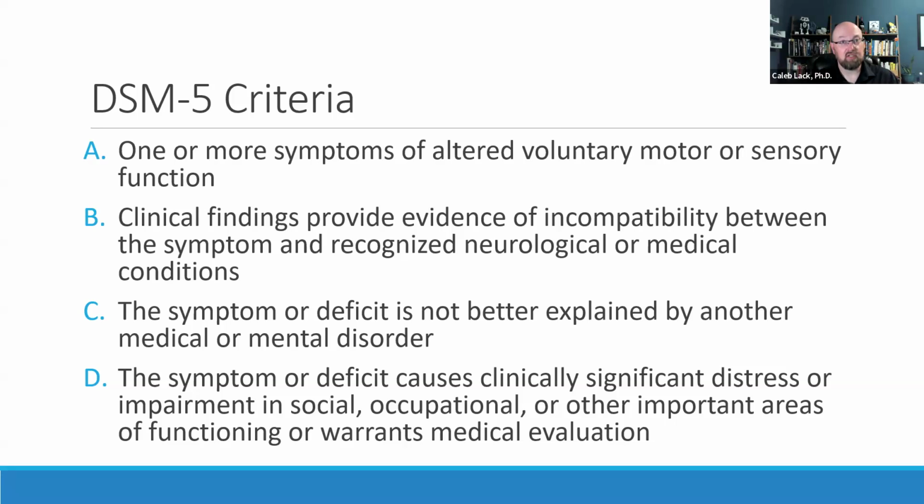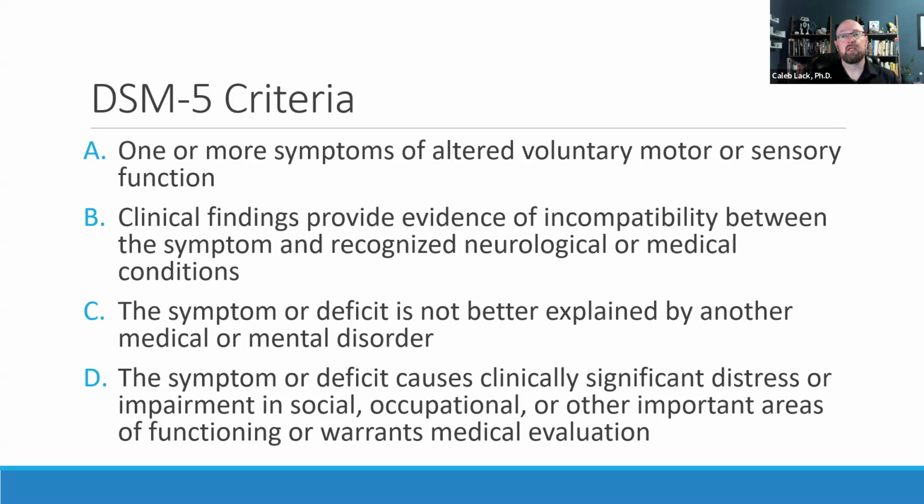The voluntary part is pretty important there because it's altered voluntary, meaning I'm choosing to move these kinds of muscles, or sensory function. Now we'll see here in a minute some of the symptom type specifiers that go with that one. But you only have to have one symptom. A lot of people will have more than one of these symptoms, though, just as a heads up. And then the second aspect of diagnosis is that your clinical findings show that there's not another recognized neurological or medical condition that's causing this.